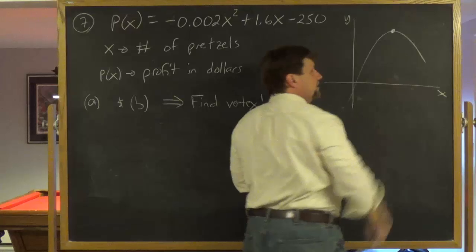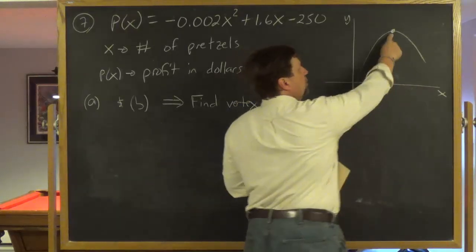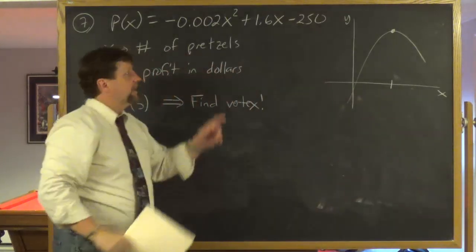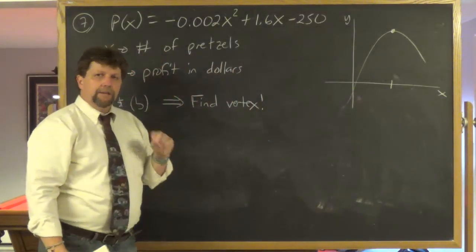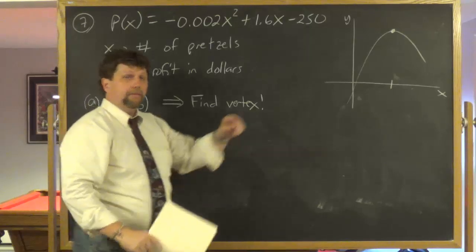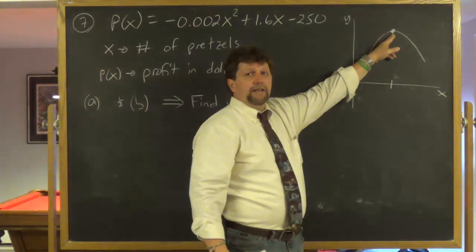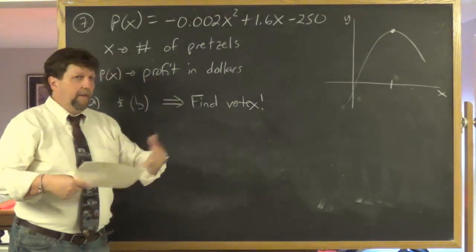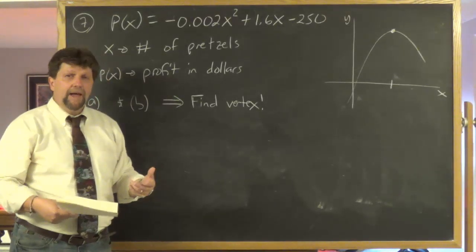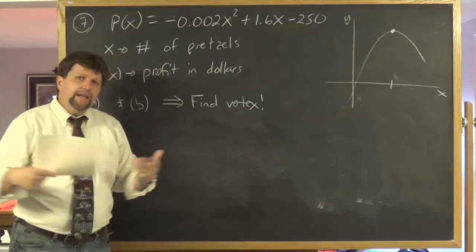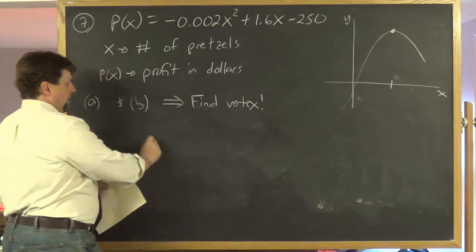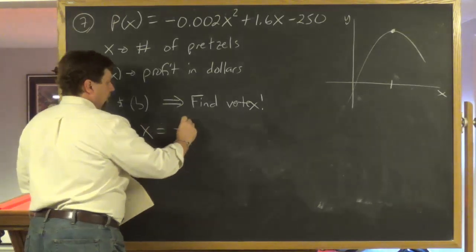That's the vertex. The x-coordinate of the vertex, that's going to tell us how many pretzels we need to bake and sell each day. The y-coordinate of the vertex, that's the profit. That's going to tell us the maximum profit, the daily profit that's maximized. So A and B together is telling us find the vertex. Luckily we have a little vertex formula.